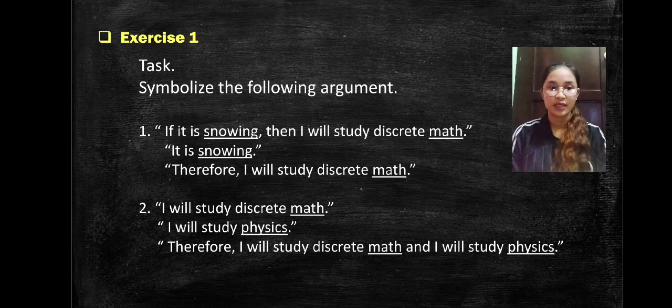Next, number 2. I will study discrete math. I will study physics. Therefore, I will study discrete math and I will study physics. So let M be I will study discrete math and let P be I will study physics. So magiging M, P, therefore M and P. And this is conjunction from the rules of inference.